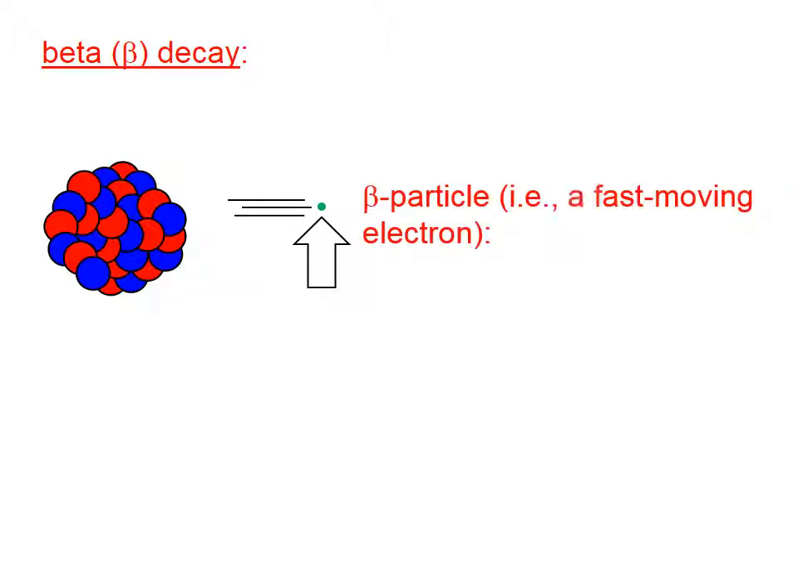What about beta decay? There again is our radioactive nucleus. A beta particle, I've tried to indicate there, is much faster moving, and it's much tinier. And that's because a beta particle is actually just a fast-moving electron. It has very little mass. It penetrates the body a little bit more than alpha radiation does.